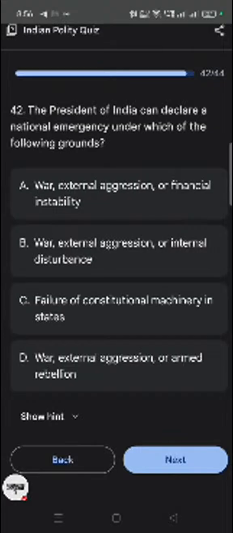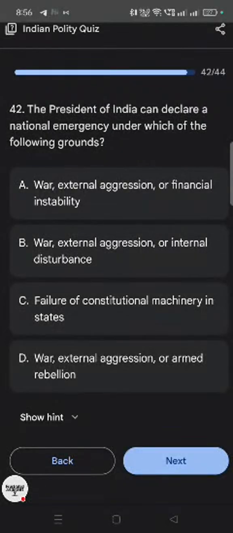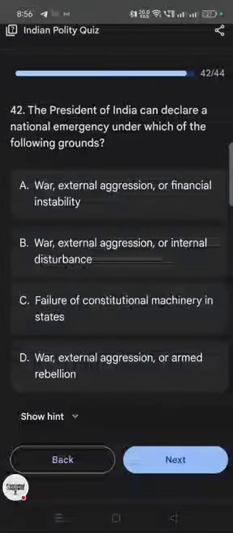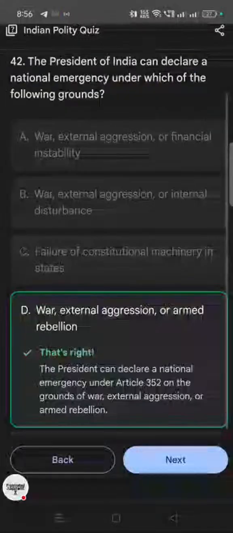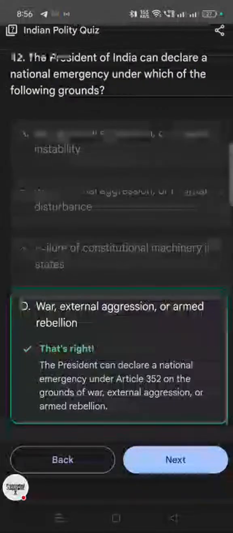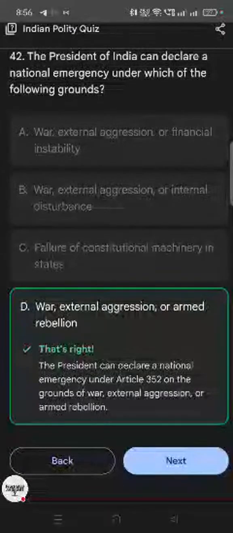The President of India can declare a national emergency under which circumstances: war, external aggression, financial instability, internal disturbance? Armed rebellion replaces internal disturbance. So the President can declare a national emergency under Article 352 on grounds of war, external aggression, or armed rebellion.